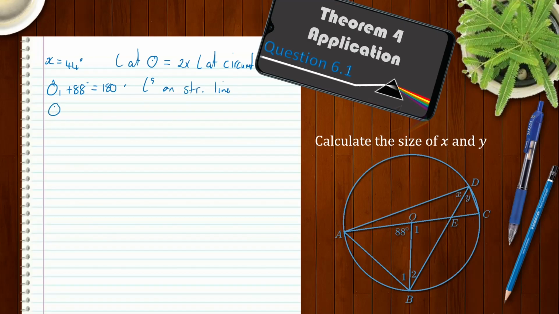Okay, and then therefore angle O1 is just 180 minus 88, so that gives us 92 degrees. So this makes it 92, and then we can say that Y is equal to half of that, which is 46 degrees, and again our reason is angle at center is 2 times the angle at the circumference.